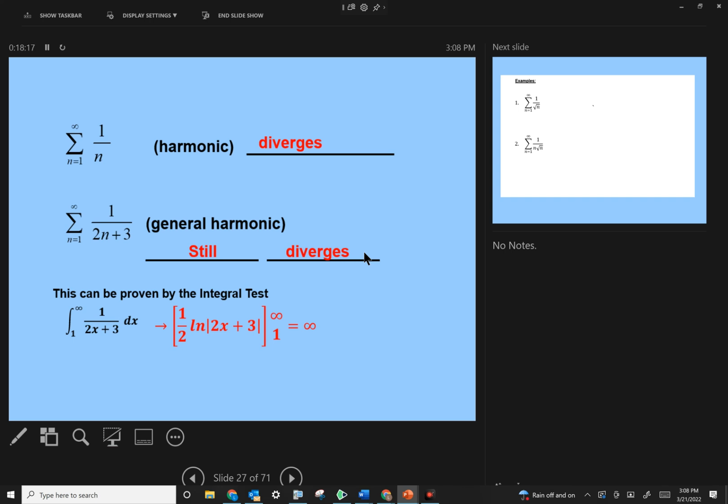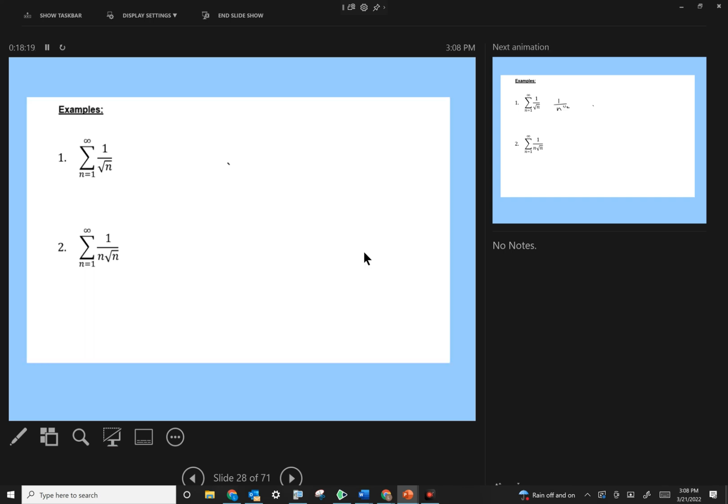Okay, so what about this one? 1 over square root of n? Is that a P series? Is it a power of n? P series, power. It's a power of n. What is it? N to the 1/2, so it's a diverge. Ooh, what about number 2? That's a good one.